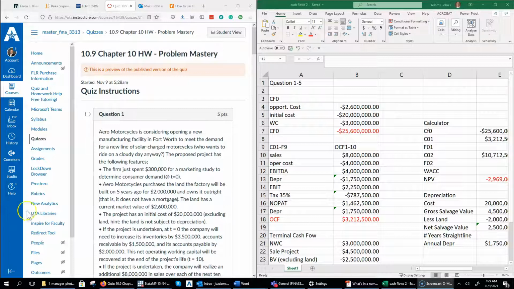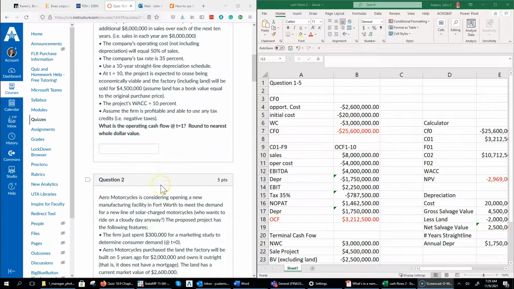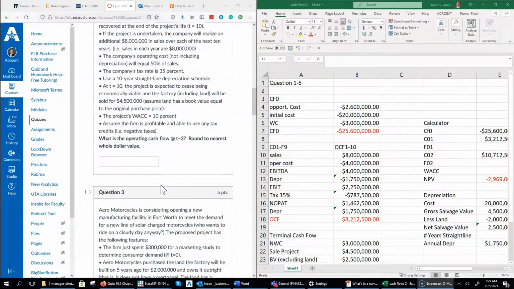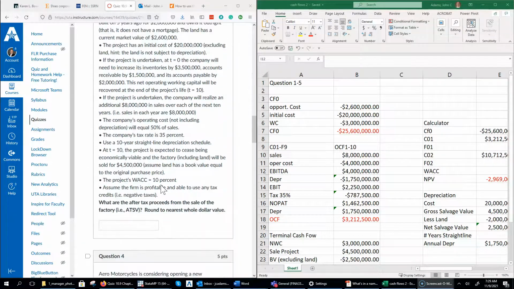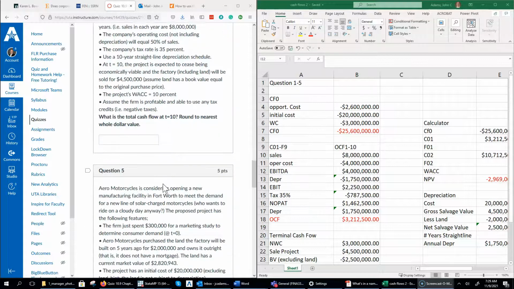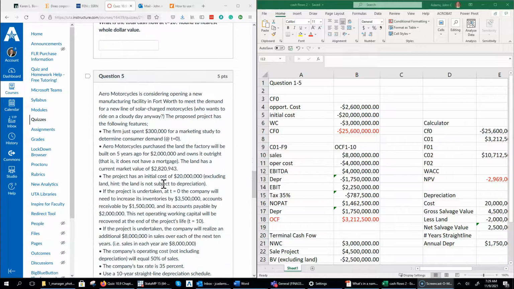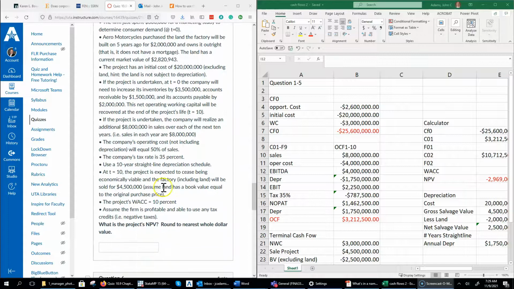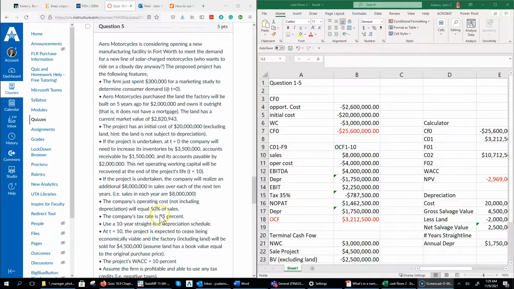Question 1 asks about the cash flows in the first period. Question 2 asks about the cash flows in the second period. Question 3 asks about the after-tax salvage value. Question 4 asks about the cash flow in the last year of the project. And finally, question 5, we are asked, what is the project's NPV? And then from there, we would make a decision whether to accept or reject the project.